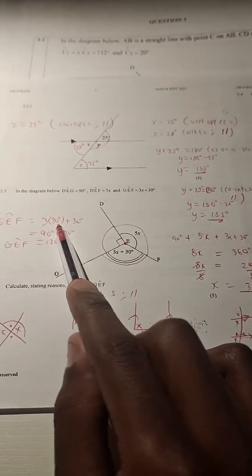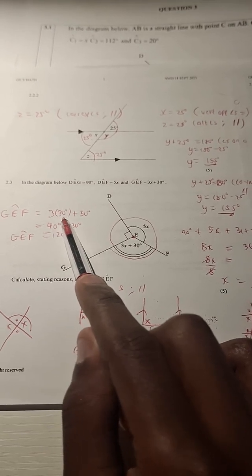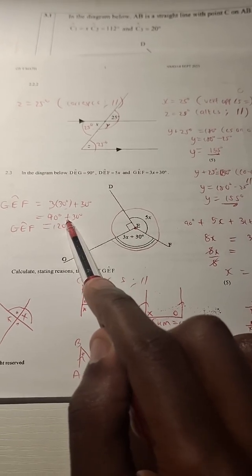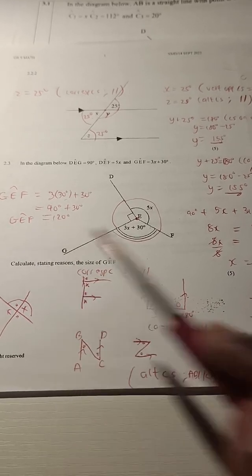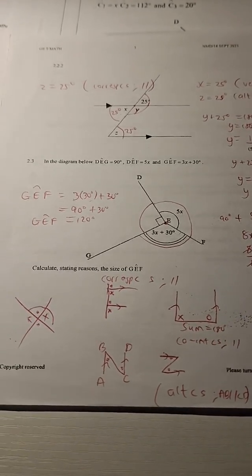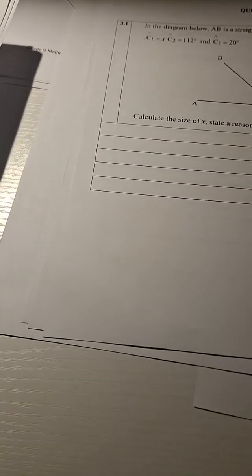X was 30, you substitute. 3 times 30 gives you 90, plus the 30 gives you 120. So the size of GEF is 120. How beautiful, how glorious, how complete.